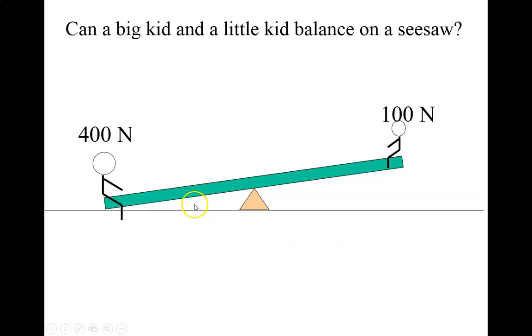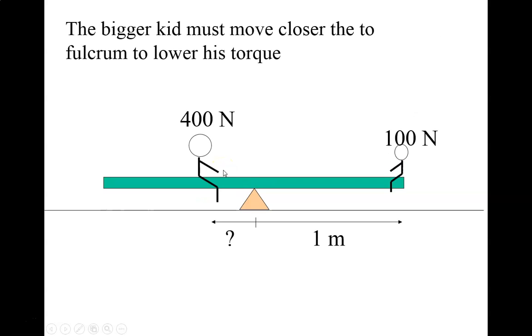Now here we've got a little kid, a big kid and a little kid, and they want to seesaw, so they want to balance. Who's got to move, or can they even balance? Yeah, they can. Who's got to move in towards the pivot point, the big kid or the little kid? If you said big kid, you would be correct. The big kid's got to move in.